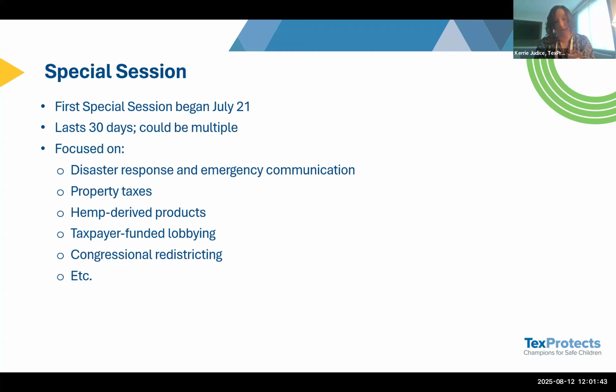So the governor did call a special session, and it actually began on July 21st. Just so you guys know, each special session can last up to 30 days. It doesn't have to take the full 30 days. Initially, the governor had put just a handful of things on the call. But after the 4th of July floods, we saw a lot more added to the call regarding disaster response and things like that. What you're seeing on your screen here is not all of the things that are on the call, but just the major ones that I'm sure you guys are hearing about.